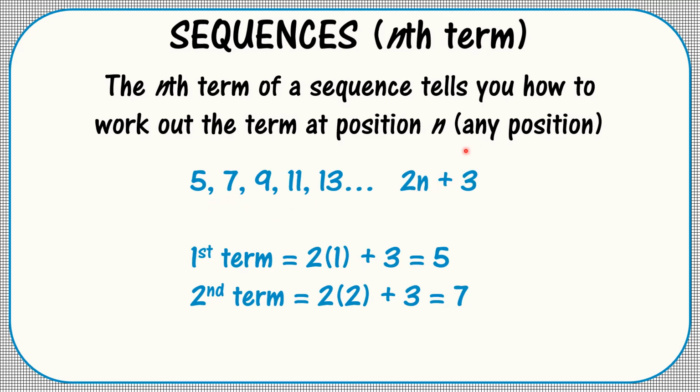We can use this rule to work out the term at any position. So for example, if we wanted to work out the 10th term, instead of writing this sequence out, we can just put the number 10 into the nth term. So it's 2 times 10, which is 20. 20 plus 3 is 23. So we know that the 10th term in this sequence will be 23.